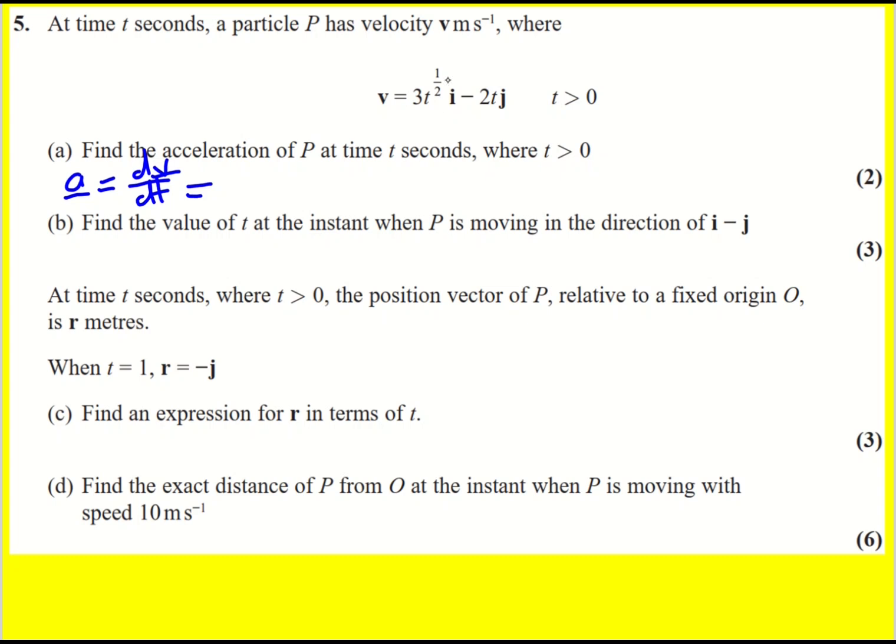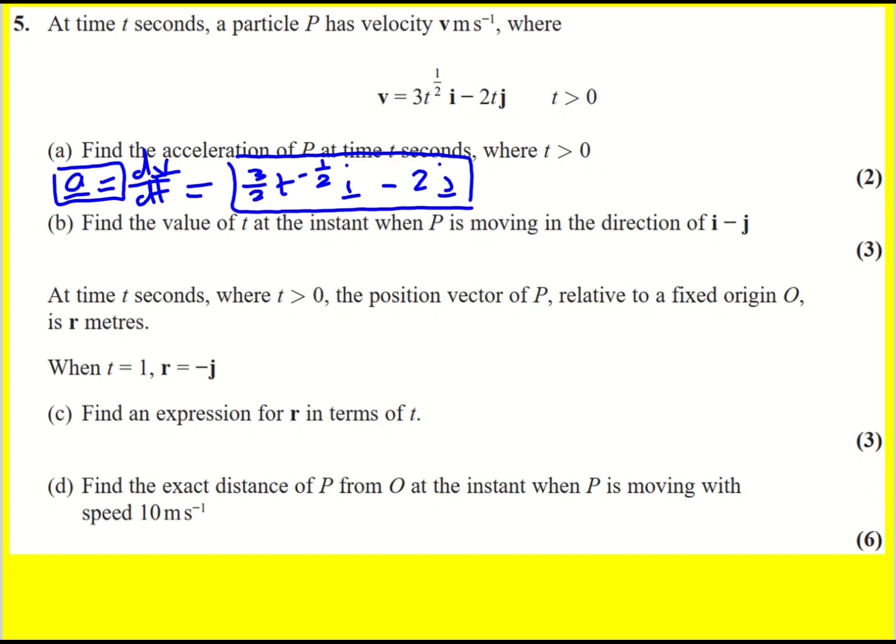Normally I write things as a column vector. I think in this case, it's just fine to leave it in ij form. So I'm going to get 3 over 2, t to the minus a half. When I differentiate t to the half, bring the half down, minus 1 from the power. Don't forget the i, which I always underline. I always underline my vectors to make it clear which ones are vectors and which ones are scalar quantities. And then it's going to be minus 2j. And that's our answer. We're leaving it in terms of t.